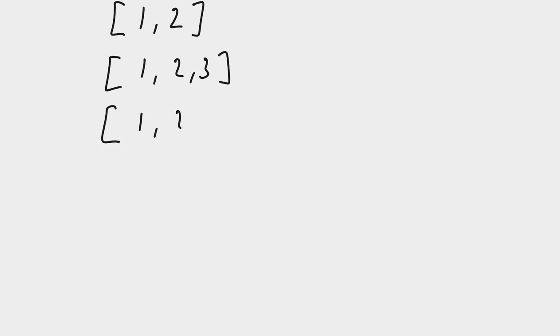So a two-dimensional vector in list notation will have two elements. A three-dimensional vector will have three elements, and a four-dimensional vector will have four elements, and an n-dimensional vector will have n elements.